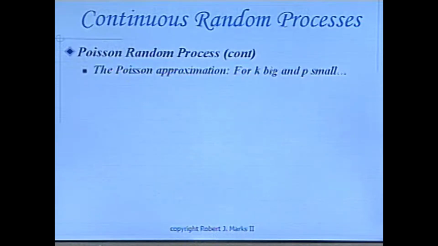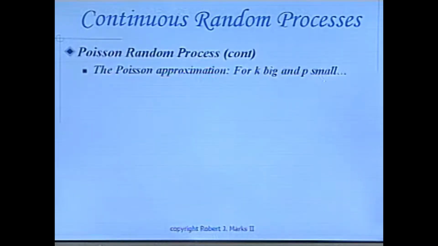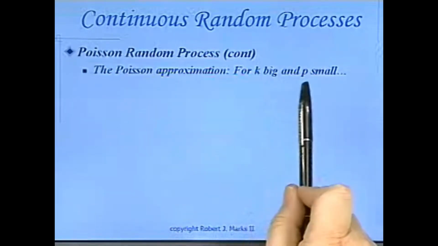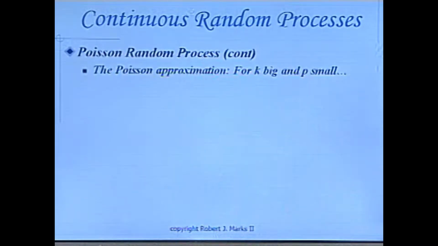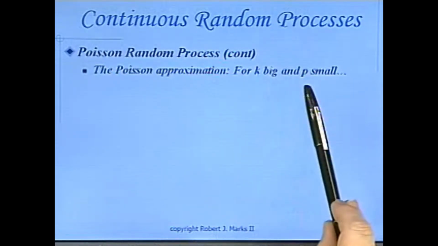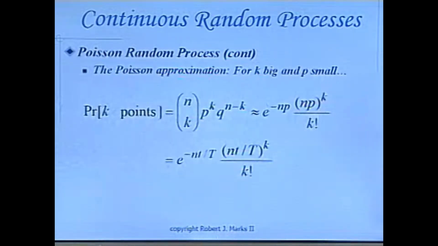Now, the Poisson random process takes this previous problem of choosing points randomly on the interval from 0 to T, and it does a couple of things. It will take that interval, big T, and make it go to infinity such that little t remains the same. Well, if you take big T to infinity, then your probability of having a point on that little interval goes to zero eventually. So we're going to keep on adding points as we increase this. And we're going to look at the Poisson approximation, first of all, for n big and p small. Because clearly, as we make n bigger and bigger, the probability p becomes smaller and smaller. Then we come to what is referred to as the Poisson approximation.